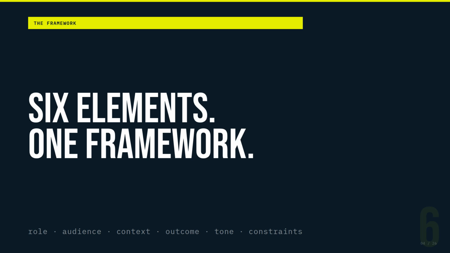But at the beginning, and especially when something isn't working, thinking about the 6 elements is the fastest way to find what's missing. Here they are: role, audience, context, outcome, tone, constraints. Let's go through each one.